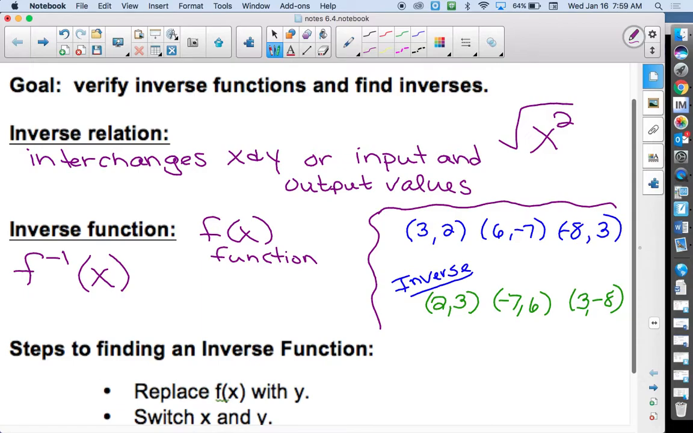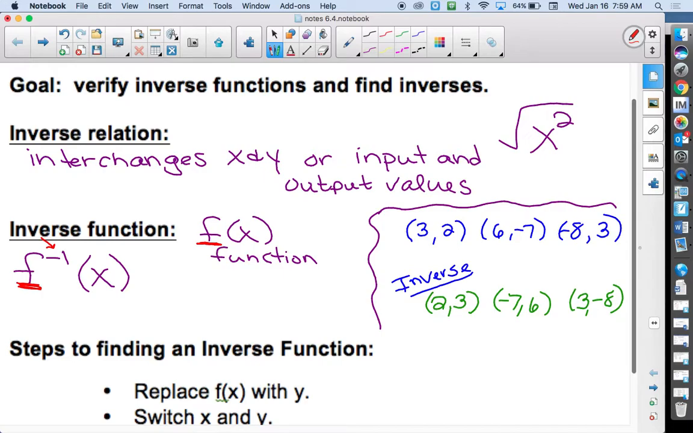Once we interchange x and y and find the inverse function, we have a special notation for that. And this little negative 1 represents the inverse function. So the letter outside, that f, says that the functions are related. The little negative 1 is the actual inverse part. That's the inverse notation.